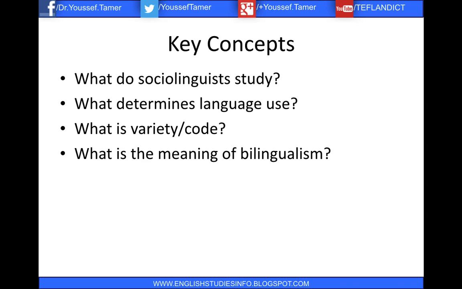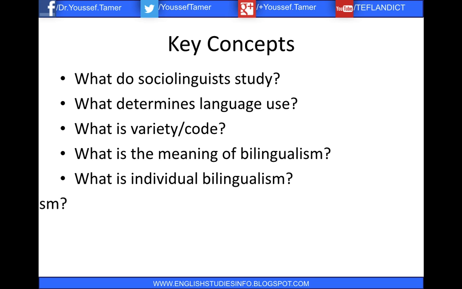What is the meaning of bilingualism? What is individual bilingualism? As I told you, there are two types of bilingualism. There is what is referred to as individual bilingualism, that has to do with the individual, because you know that people are different in this regard. Some people speak two languages very well, okay, and others don't. And there is also societal bilingualism. So we'll try to deal with the different types of bilingualism and what they mean.